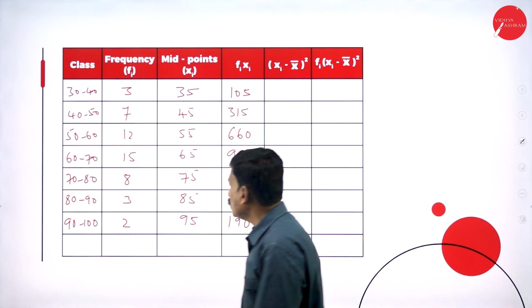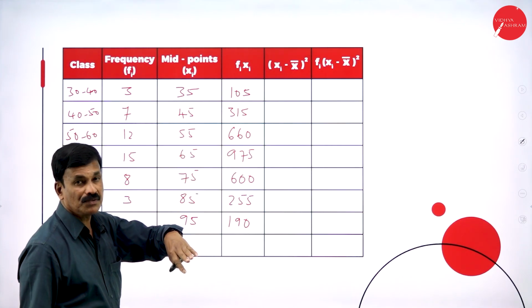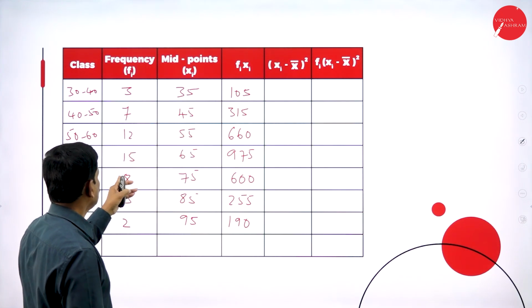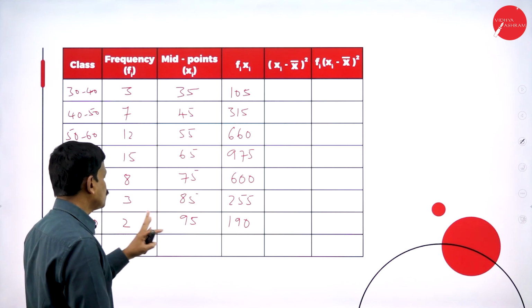So just find out xi, the midpoint of the class interval, and multiply with fi. So 3 into 35, 7 into 45, 12 into 55, 15 into 65, 8 into 75, 3 into 85 and 2 into 95.